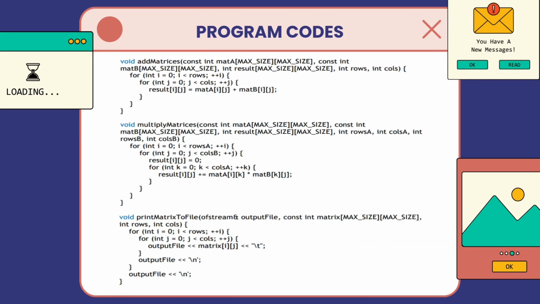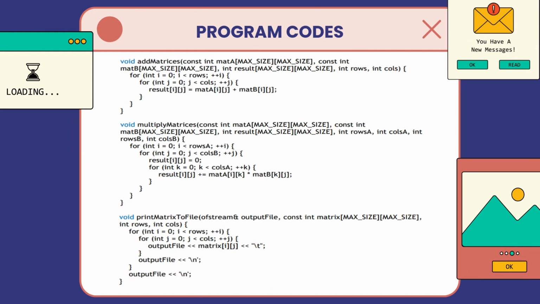The matrix addition function adds two matrices, which are matrix A and matrix B. It takes the matrices, their dimensions, rows and columns, and uses nested loops to sum corresponding elements. Next, the matrix multiplication function multiplies two matrices, matrix A and matrix B. It checks if the number of columns in matrix A equals the number of rows in matrix B before proceeding. Using three nested loops, it calculates the product based on matrix multiplication rules.